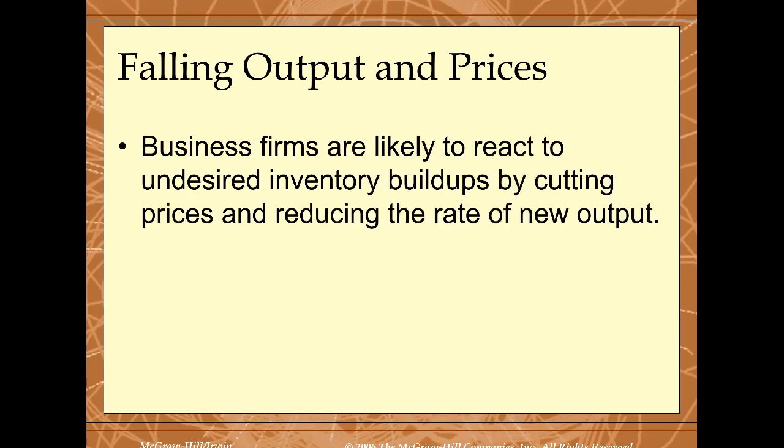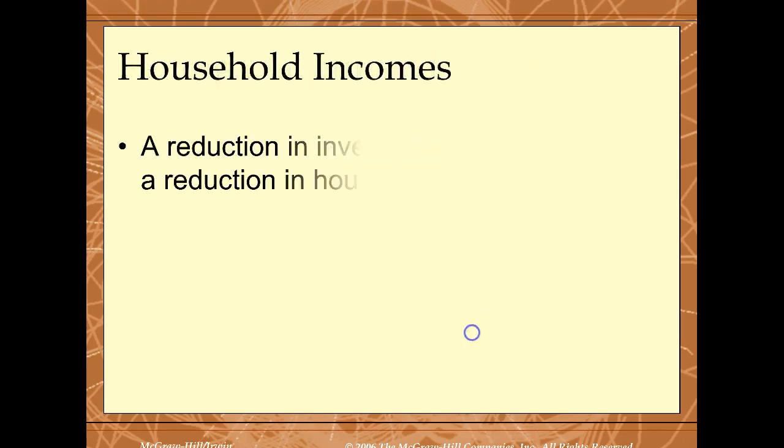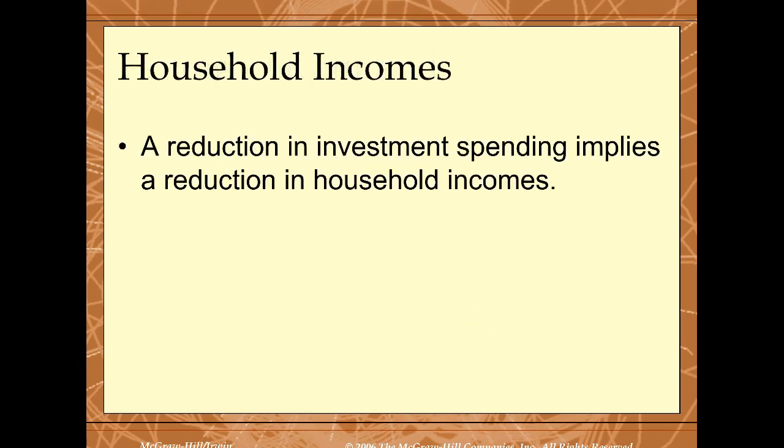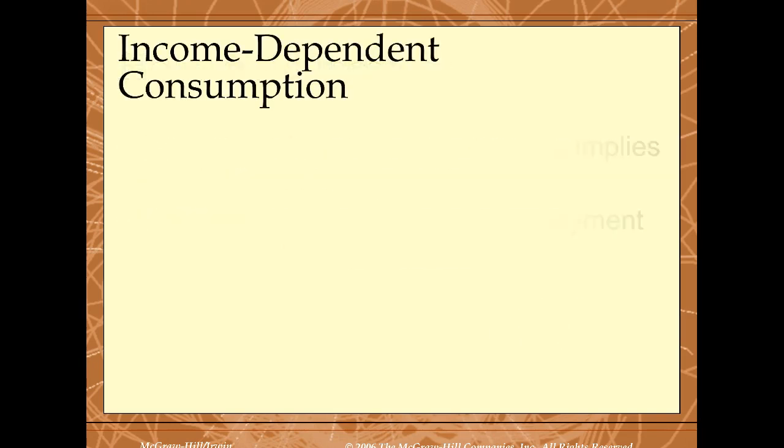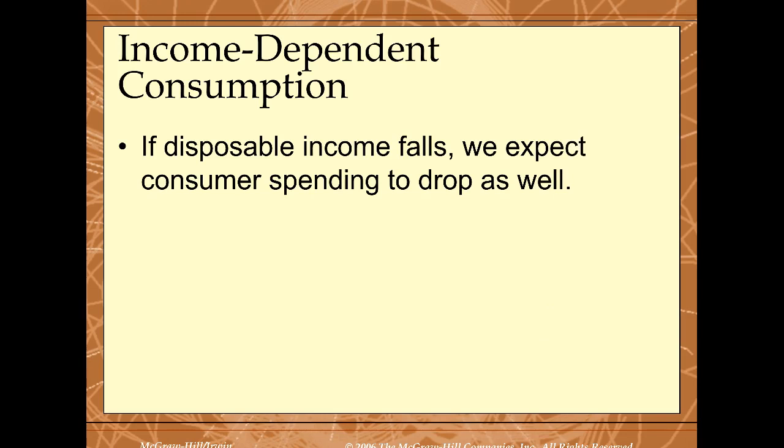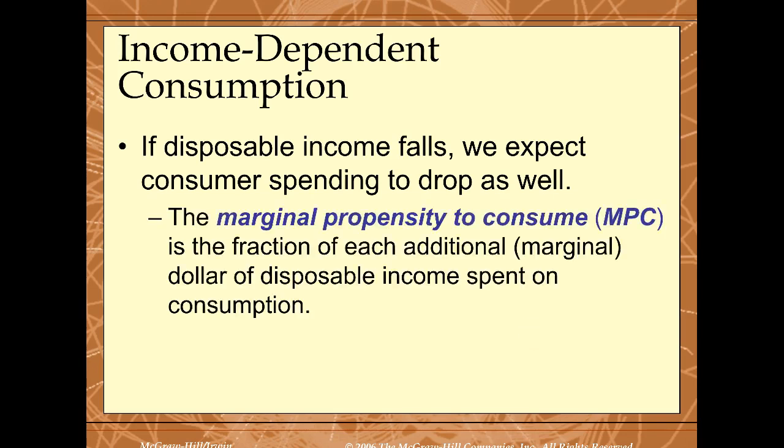Business firms are likely to react to undesired buildups by cutting prices and reducing the rate of new output. A reduction in investment spending implies a reduction in household incomes. Firms usually cut wages and employment as they cut back production. Now, if disposable income falls, we expect consumer spending to fall as well. That just seems to follow.